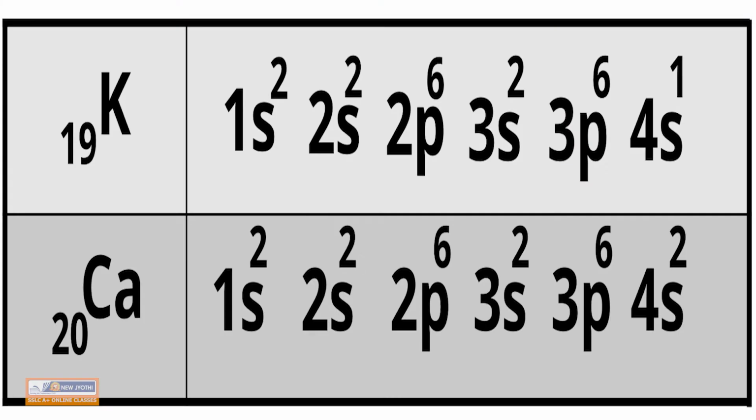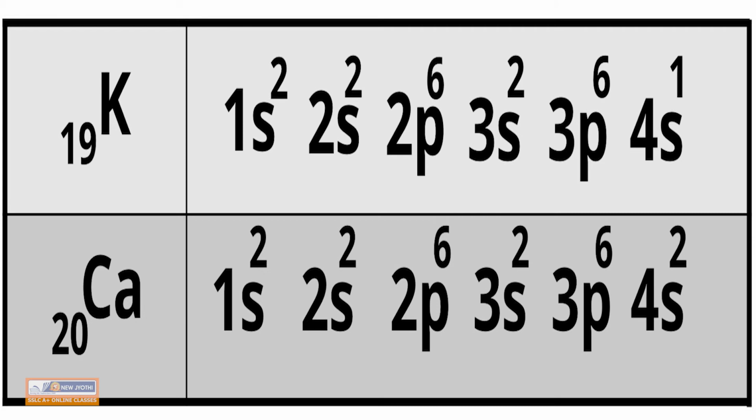Fourth shell contains 1 electron, so it goes to 4s1. Thus, the subshell-wise electronic configuration of potassium is 1s2, 2s2, 2p6, 3s2, 3p6 and 4s1.